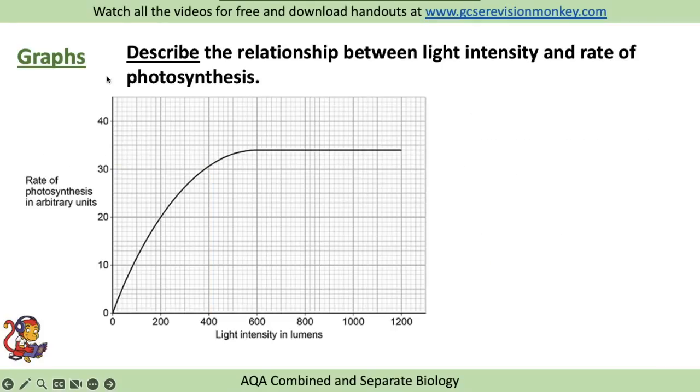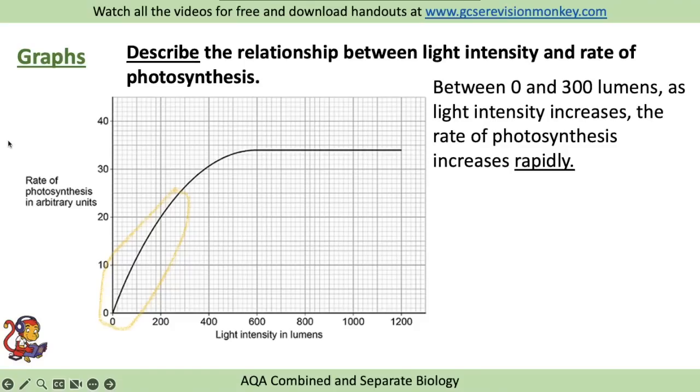Also, I just want to look at describing graphs. This one says describe the relationship between light intensity and the rate of photosynthesis. So you're looking at 3 different shapes on the graph. First bit is the steep bit at the start. So you describe that by saying between 0 and 300 lumens as light intensity increases, the rate of photosynthesis increases rapidly. So there's the key word there, underlined, rapidly.